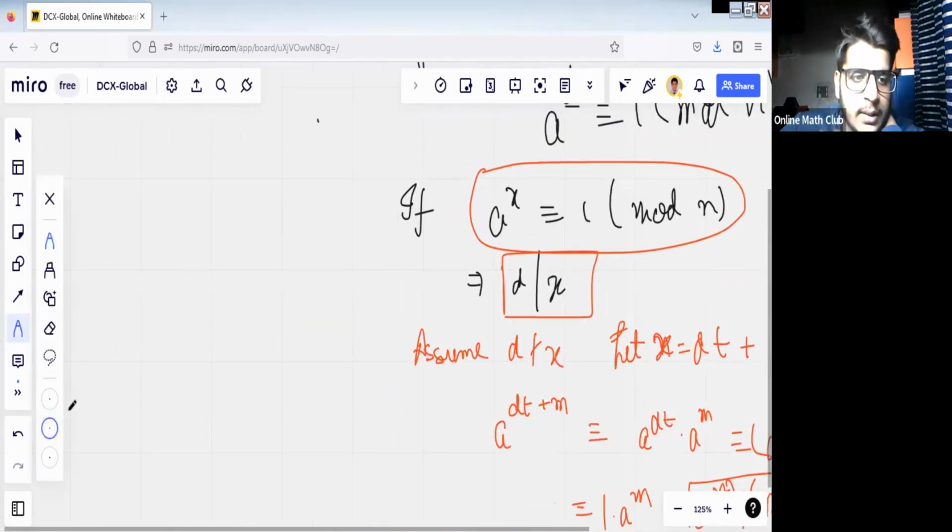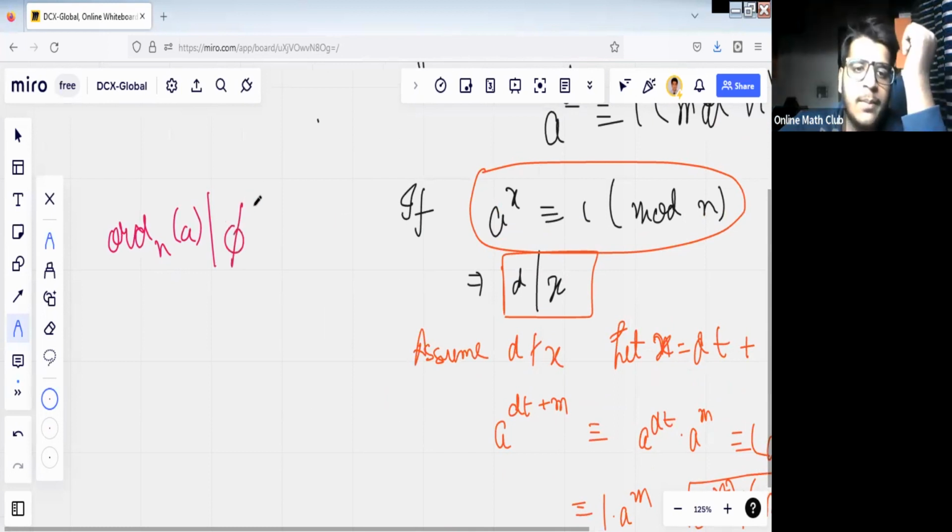A corollary of this is that the order of a modulo n always divides phi of n.